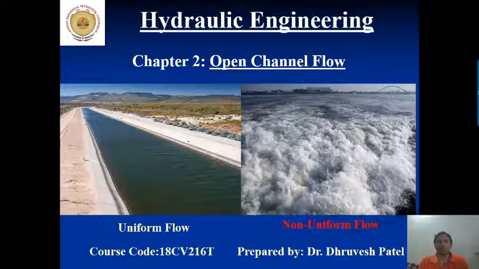So I have recorded this video for you to complete the open channel flow, especially the uniform flow. As you know, we completed chapter 2 initially, and we learned about the uniform flow. Here you can see two pictures which show exactly the differences between uniform and non-uniform flow, right?